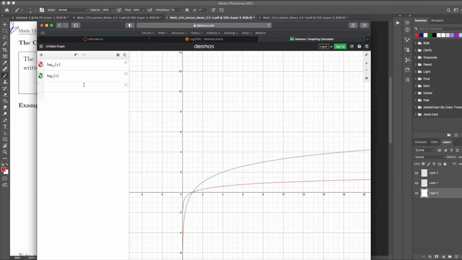And let's just graph another one. Someone give me a random number in chat. I don't care what it is as long as it's positive. 6, thank you. Log base 6 of x. So that's here in blue. And then I'm going to do one more with you. I'm going to say log base 0.3 of x. Okay.